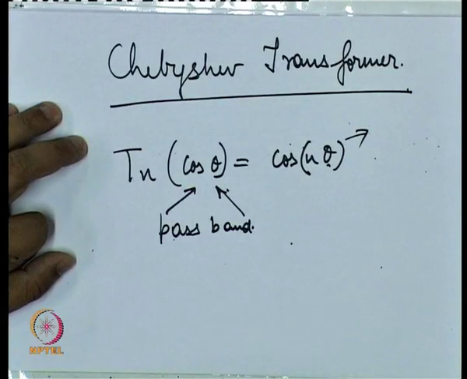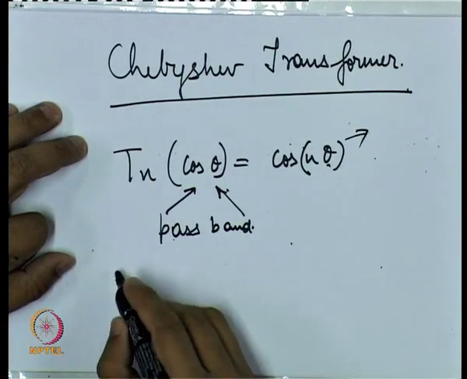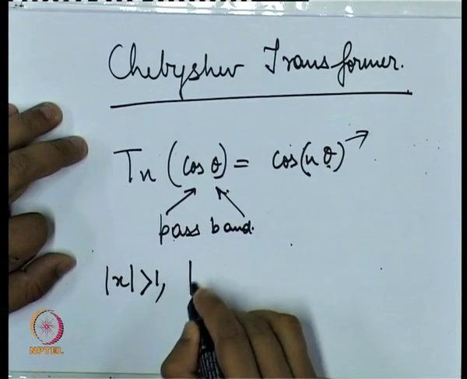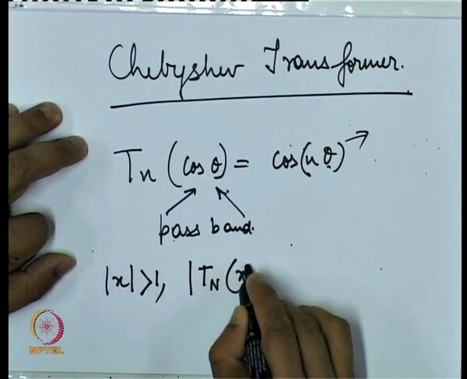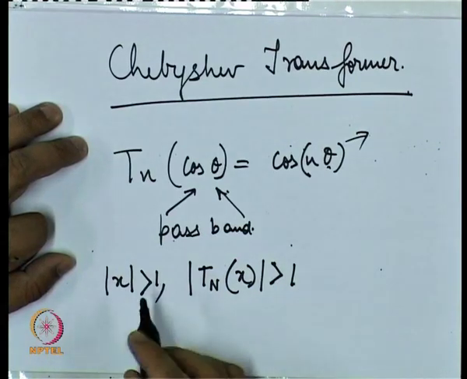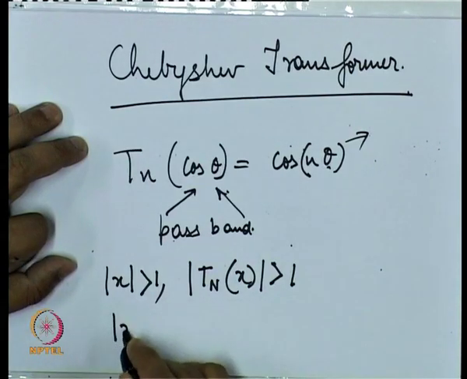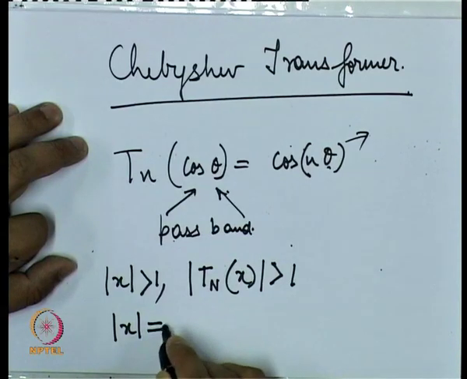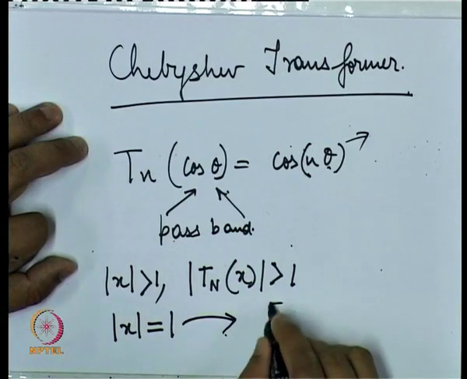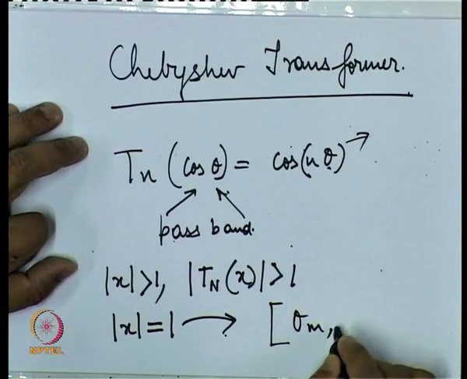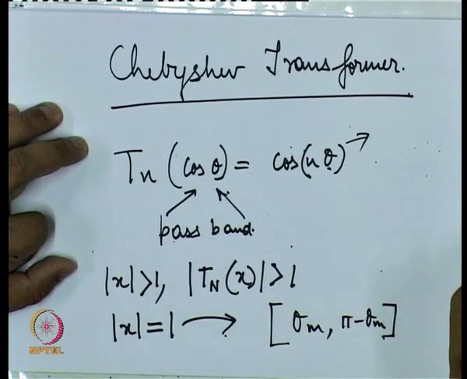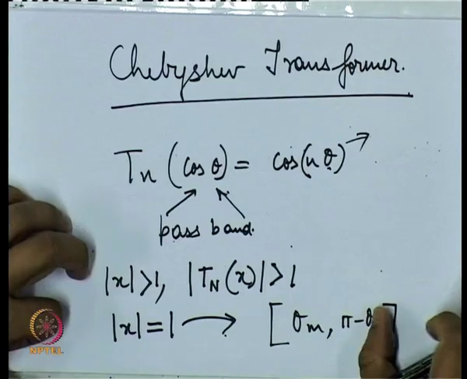So, one way, if we choose our x, for modulus x greater than 1, we have the modulus of the Chebyshev polynomial greater than 1. And suppose we restrict our x between minus 1 to plus 1, so that modulus of x is 1, and this is mapped to the endpoints of our bandwidth, theta m and pi minus theta m, then we can achieve the impedance matching. This is the intuition behind the Chebyshev polynomial.